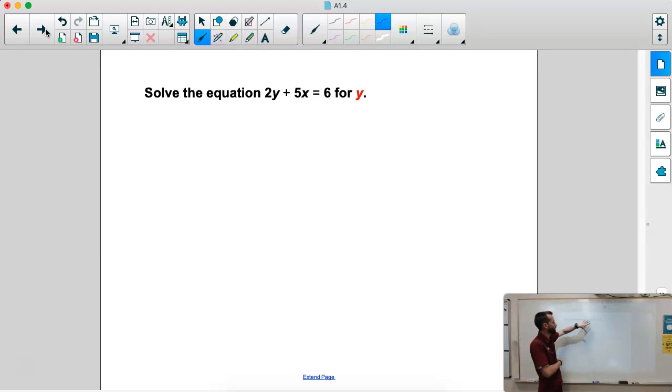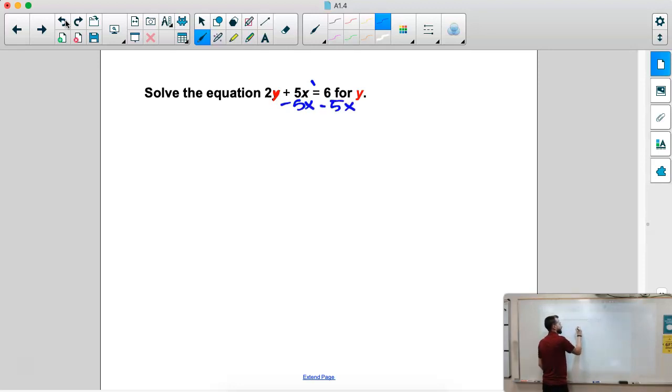I want you guys to see, what if they asked us to do something like this? Solve this equation for y. And all we're trying to do is take all of the math we've been doing, solving equations, and deal with situations where there are variables now. So we want to get this y all by itself. The first thing I'm going to do is treat this 5x just like a number. And so if I wanted to move it to the other side, I would subtract 5x.